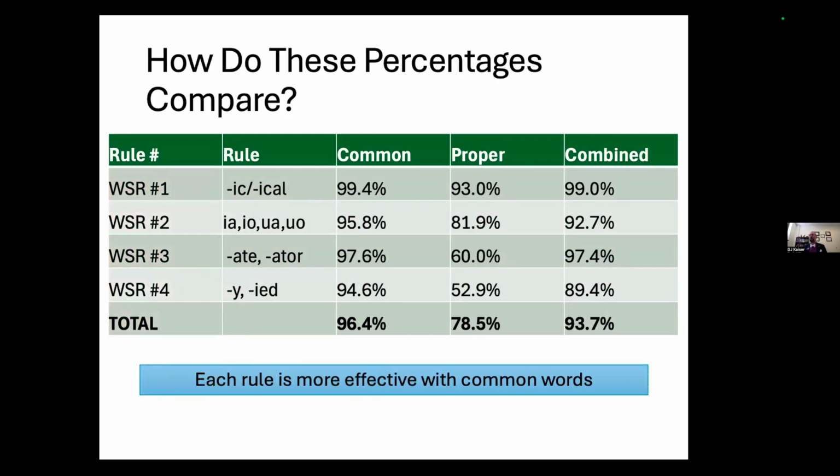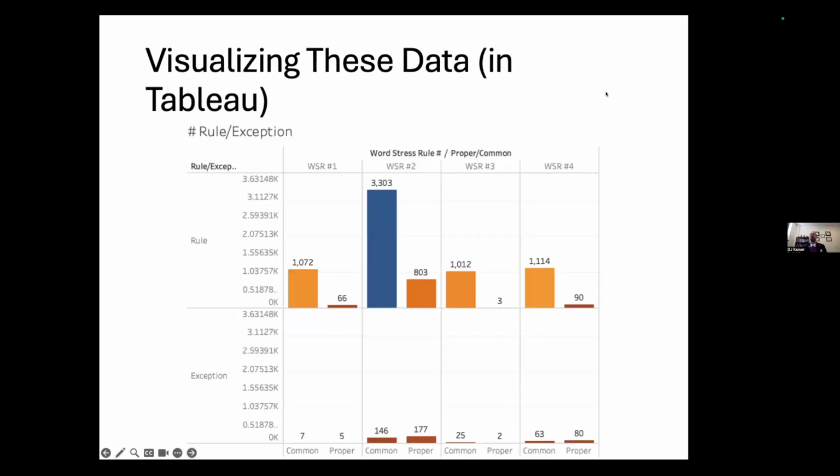So putting the common versus proper next to each other, we could start to see how these percentages are different in terms of the efficacy of using these word stress rules. I also took data and put it into Tableau. I'm just a big fan of Tableau. I like to visualize data. So this is just another way of looking at it, where those that fit the rule are on the top, those that are exceptions, and then having common versus proper. So we could just see those numbers, but also visualized.